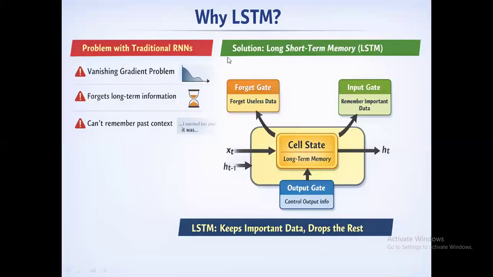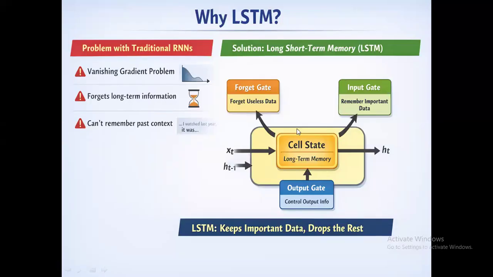Coming to the figure, these are the problems with the traditional RNN. What are all the problems? The vanishing gradient problem, forgetting long-term information, and not being able to remember past information. These could be overcome by using this long short-term memory cell. This image explains why LSTM is needed by comparing the limitations of traditional RNNs with the advantages of LSTM.